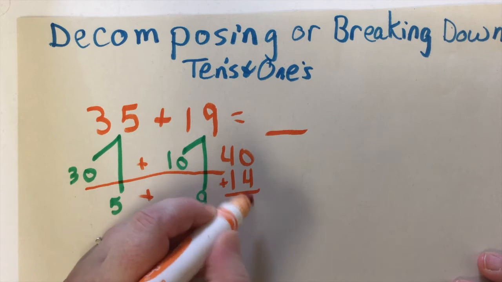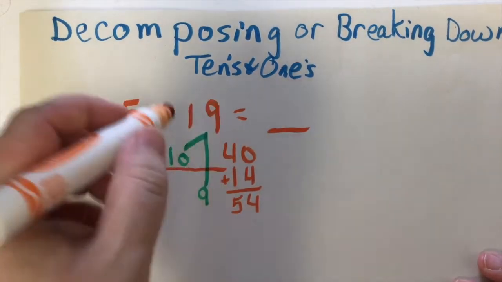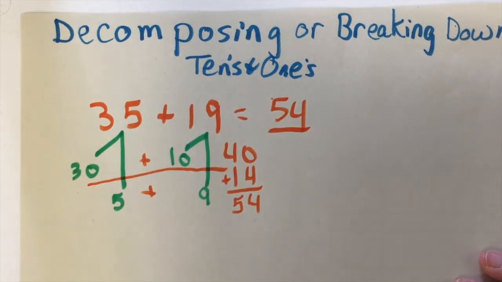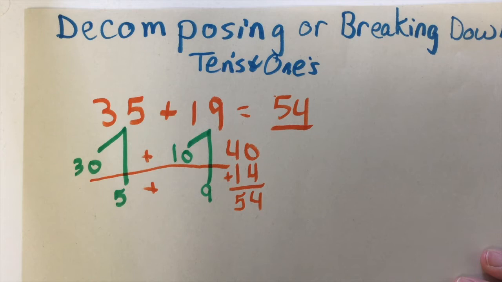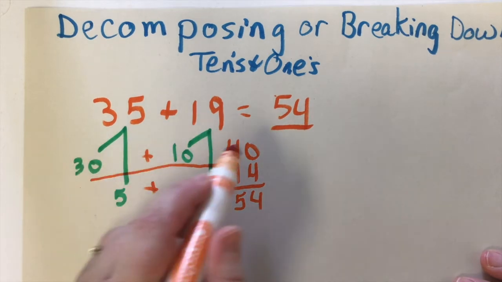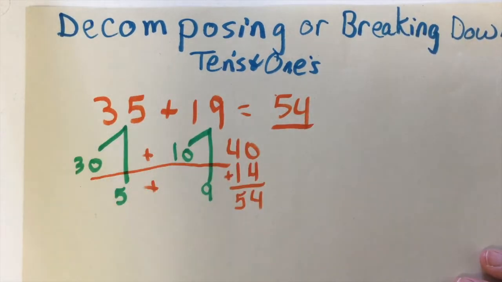So now I have 0 plus 4 is 4, 4 plus 1 is 5, and there you have it, 54. Ta-da! Again, when you're breaking down the 10s and the 1s, you separate it out, you add the 10s, you add the 1s, and then you smush them together to get your answer.